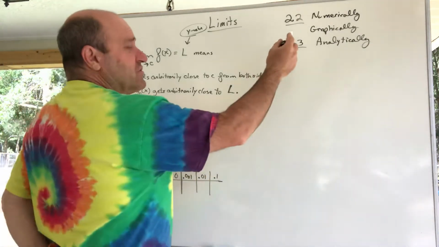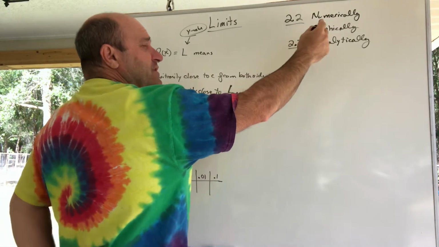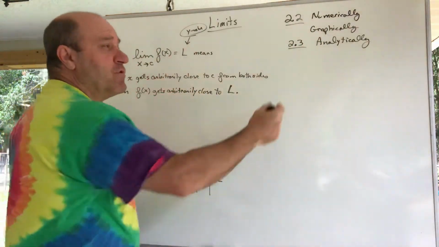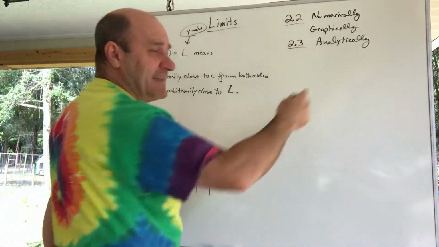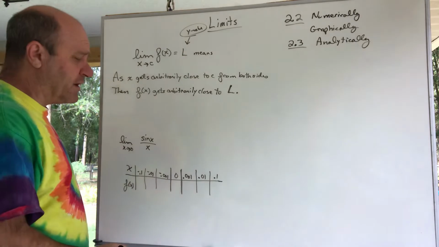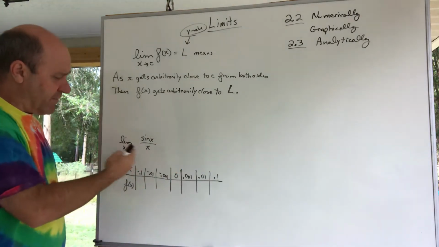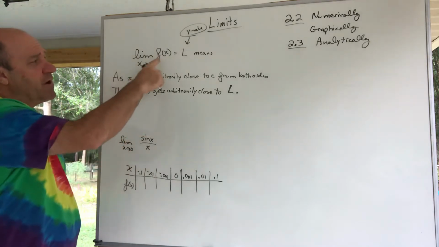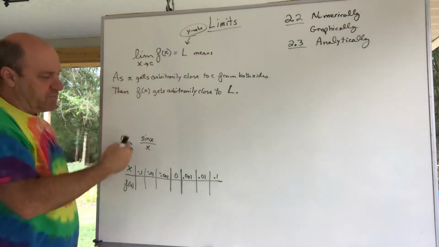Now, the way our book starts, we start in section 2.2, and we do limits numerically and graphically. And then we move to 2.3, and we do limits analytically. I think I want to do one of each of those examples for you real quick. So I start with this problem. Here's a limit problem. This is the limit of a function as x approaches 0.